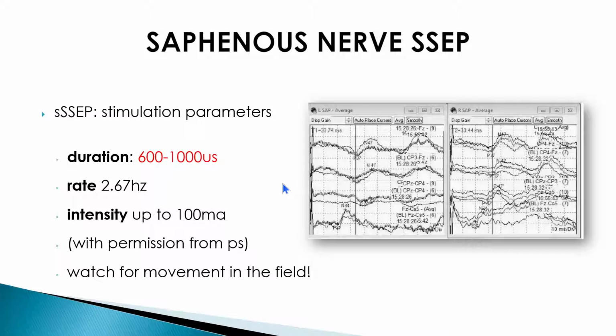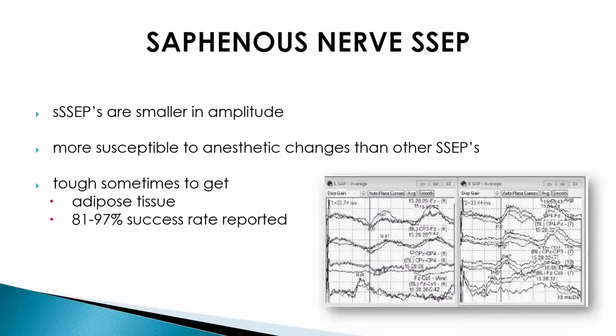You need to watch for movement in the field because you are using higher intensities. This is what a saphenous nerve SSEP looks like. You've got a subcortical, and then you have 3 corticals. They're usually smaller in amplitude because the nerve is farther away from where we can stimulate. So it's deeper. If it's deeper, you're not going to activate it as well as you can in the wrist or the ankles. It's more susceptible to anesthetic changes than other SSEPs.